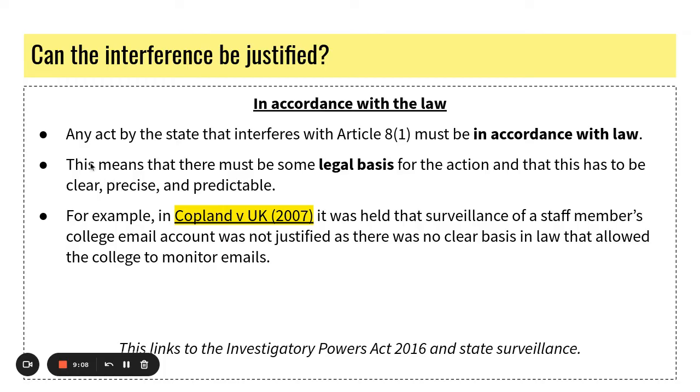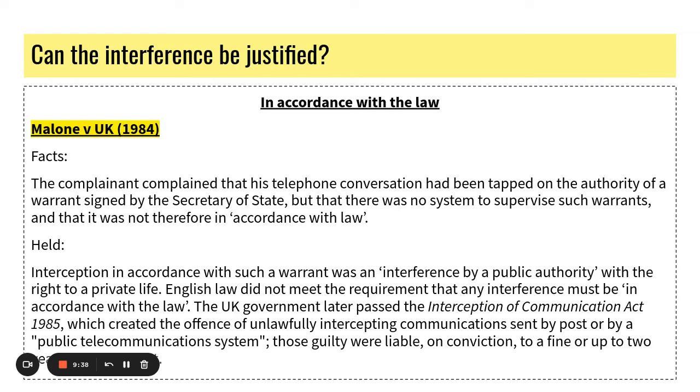Any act that interferes with Article 8 must be in accordance with the law. This means there must be a legal basis for the action, and this legal basis has to be clear, precise, and predictable. For example, in Copland and the UK, it was held that surveillance of a staff member's college email account was not justified, as there was no clear basis in law that allowed the college to monitor emails. Like I said before, this links to the Investigatory Powers Act, state surveillance, interception of communications. Malone, you would have looked at in a bit more detail in state surveillance or interception of communication. There was no law in place that allowed this interception that took place, and therefore the Interception of Communications Act 1985 was passed. If you need to read it, you can always pause this video.